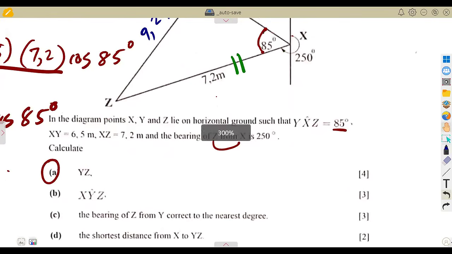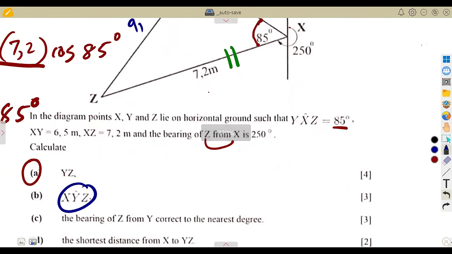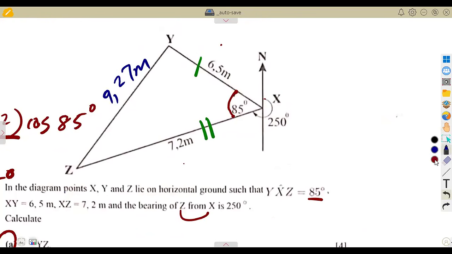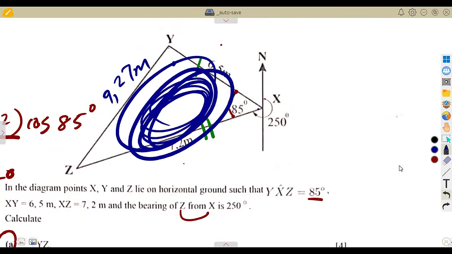Then calculate angle XYZ. That is the angle XYZ. This is the angle here. How can you calculate the angle? Again, this is solving triangles. Forget about bearing, guys.